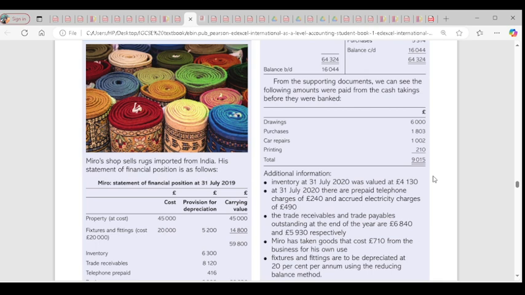Clear? With this balance? Our balance brought down, yes, here. The balance carried down becomes the balance brought down for August. Clear? Now we prepare the statement of profit or loss and other comprehensive income.